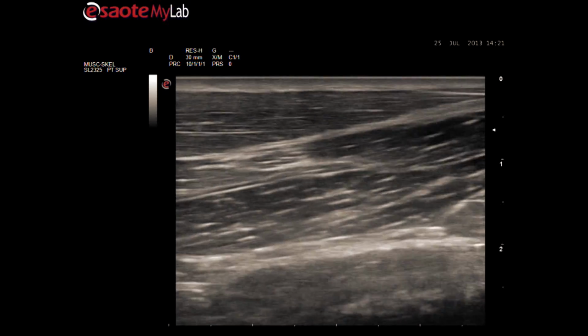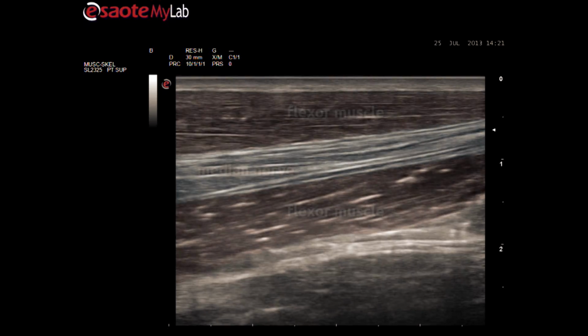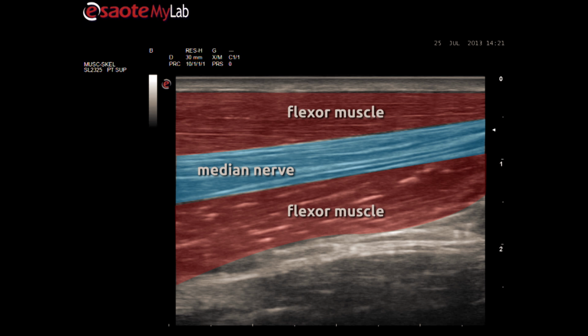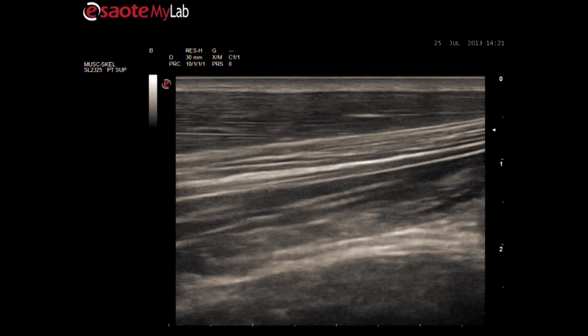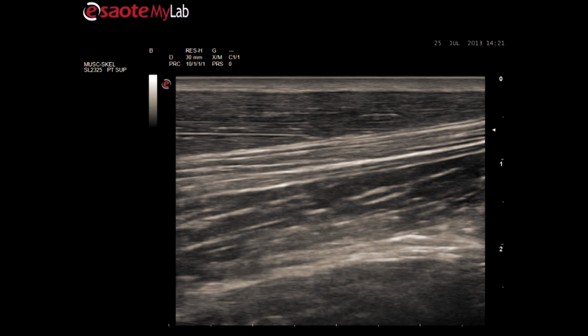Activation of the flexor muscles above and below the median nerve shows some connection with or influence on the median nerve. The dynamics of the nerve can be assessed. The transducer is rotated back to transverse position. Try to follow the median nerve as we sweep the transducer back towards the wrist.